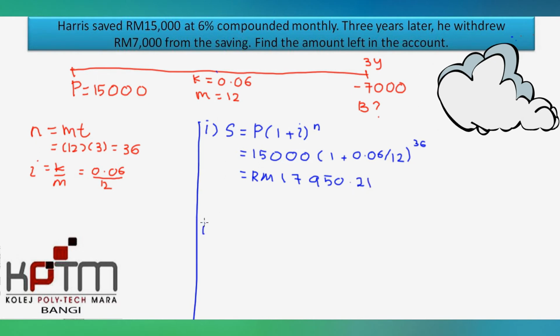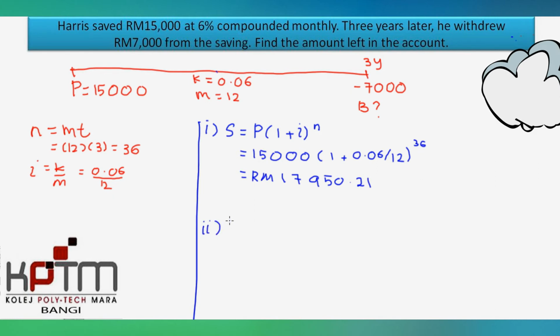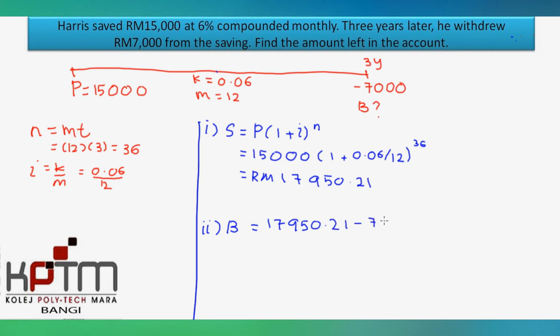Then we have to find the balance. So our balance should be our future value, 17950.21, minus 7,000. So the final answer is RM 10950.21.